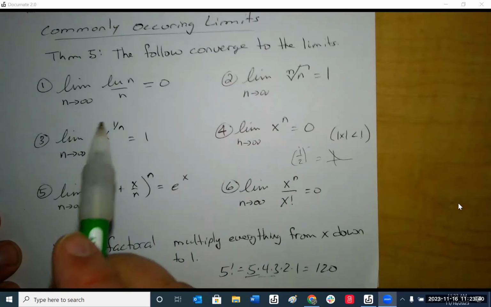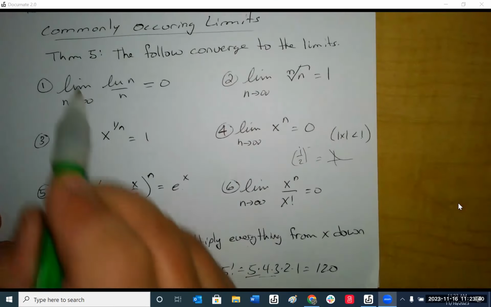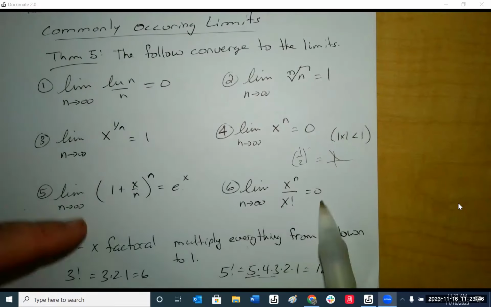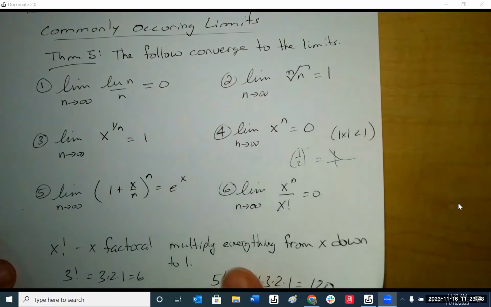So in the future, because of this theorem, if we see any type of these forms, we don't have to do any work, just state this by the theorem. Thank you, theorem.